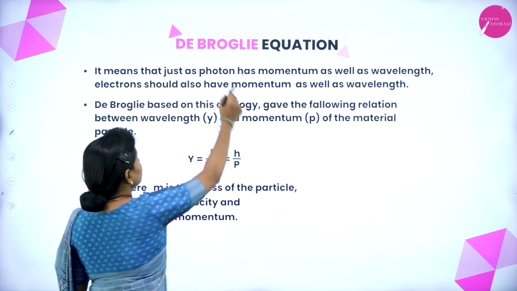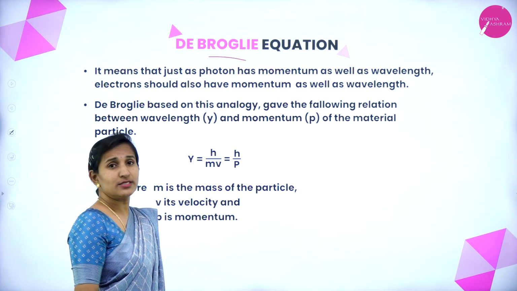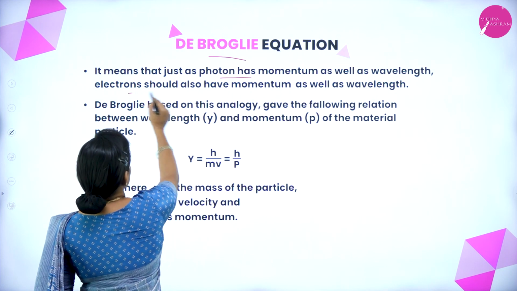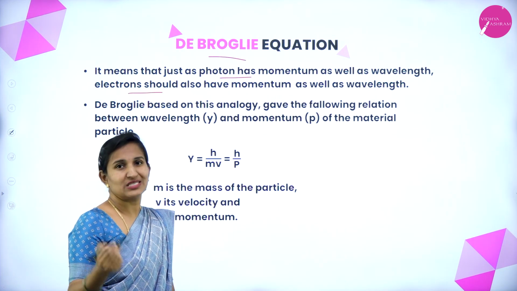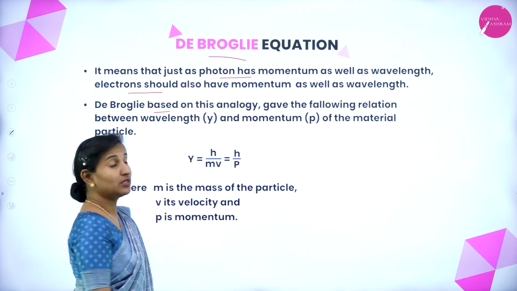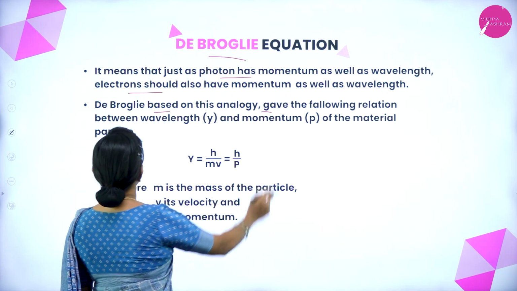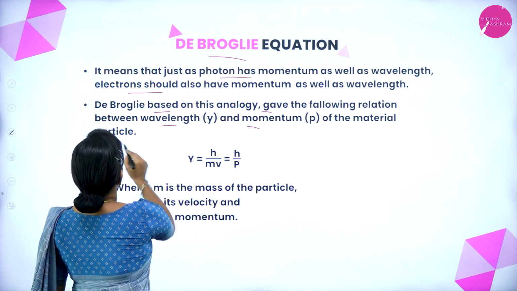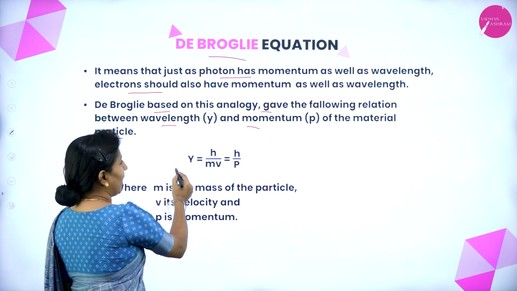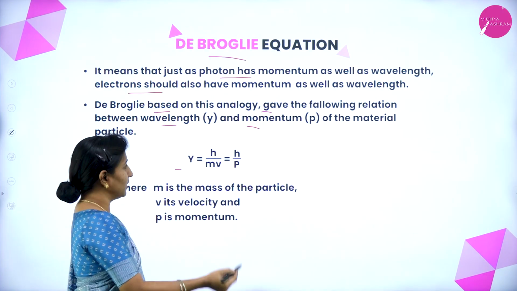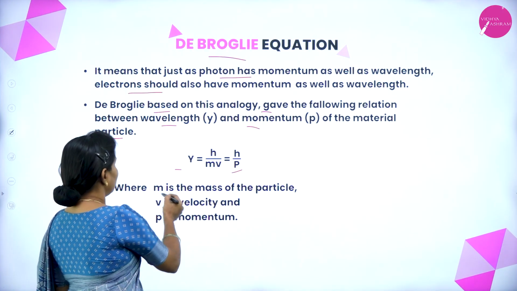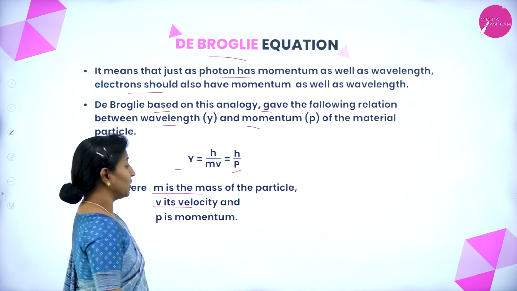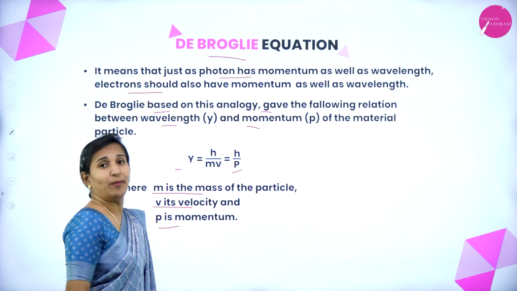De Broglie equation. It means that just as a photon has a momentum as well as wavelength, an electron should also have momentum as well as wavelength. De Broglie, based on this analogy, gave the following relation between the wavelength and momentum of a material particle: lambda equals h by mv, that is equals h by p, where m is the mass of the particle, v is its velocity and p is the momentum.